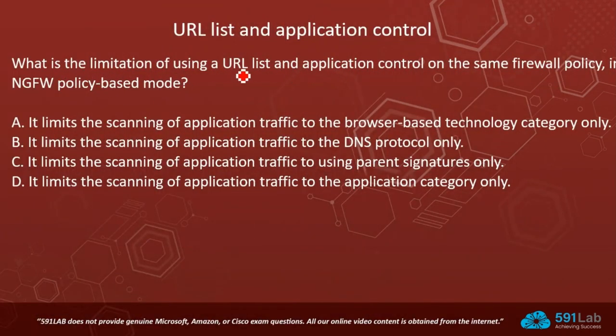What is the limitation of using a URL list and application control on the same firewall policy in NGFW policy based mode? That means next generation firewall policy based mode. Answer A, it limits the scanning of application traffic to the browser based technology category only. Answer B, it limits the scanning of application traffic to the DNS protocol only. Answer C, it limits the scanning of application traffic to using parent signature only. Answer D, it limits the scanning of application traffic to the application category only. Okay, let's find out the correct answer.